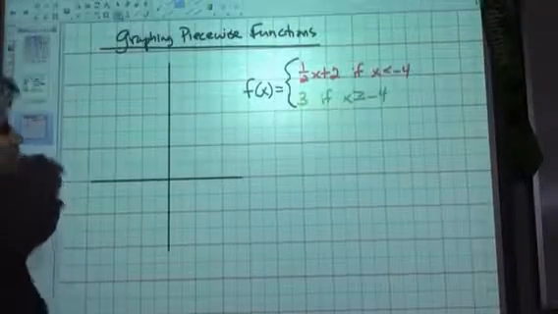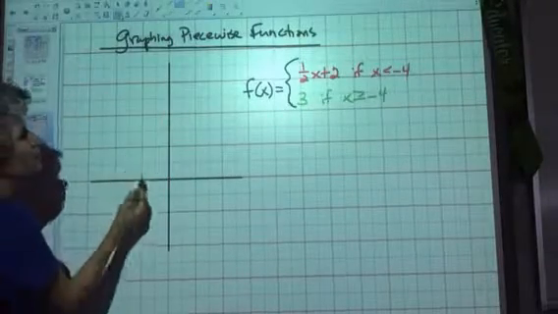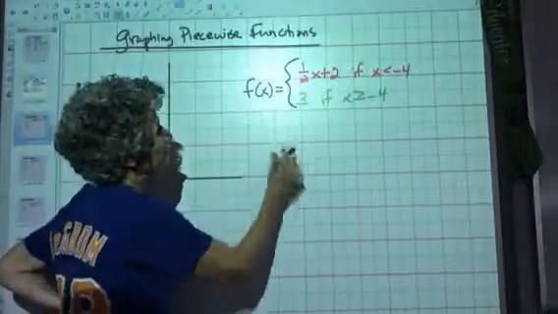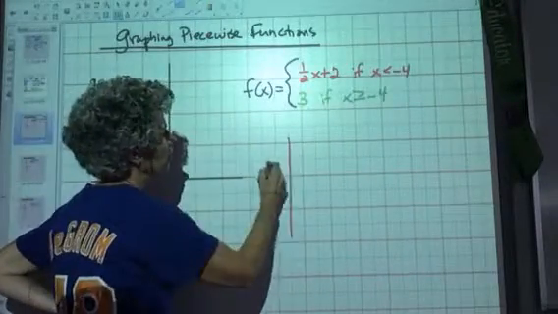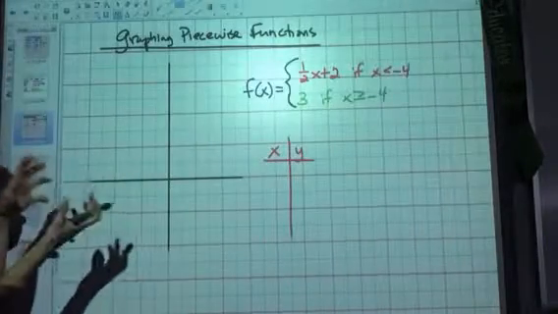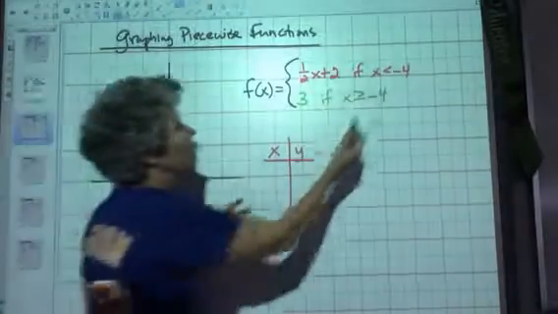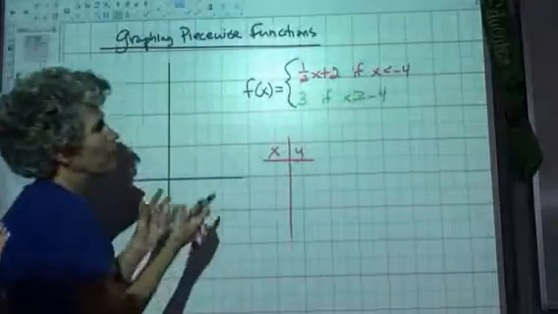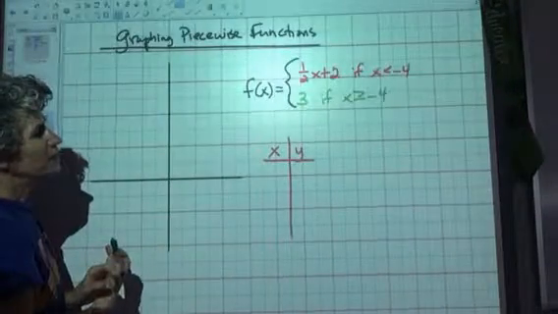Okay, graphing piecewise functions. There's two ways that you can approach this. One is to make tables for each one. So on the first one, the red one, f of x is made up of two pieces. When x is less than -4, it does one thing. When it's greater than or equal to -4, it does another.